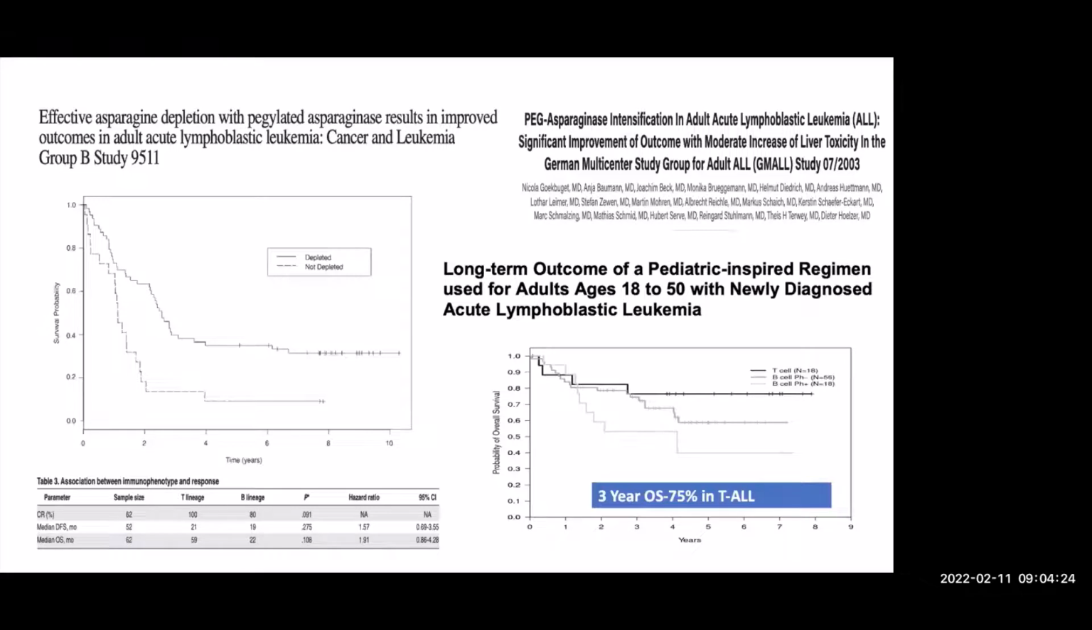These patients had an improved overall survival, with 3-year overall survival of 75% in T-cell acute lymphoblastic leukemias. This suggests that L-asparaginase is an important component in T acute lymphoblastic leukemias, which has shown better outcomes with overall survival of 75% compared with the hyper-CVAD protocol, which had a 2-year overall survival of only 35%.